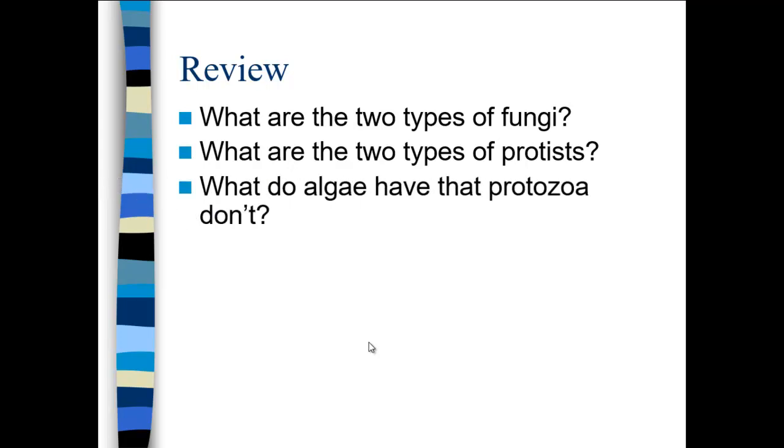What do algae have that protozoa don't? Algae have chloroplasts. Okay, algae are photosynthetic, they're phototrophic, and protozoa are heterotrophic. Phototrophic means that the algae can make their own organic carbon, and heterotrophic means that the protozoa have to get their organic carbon from other sources.